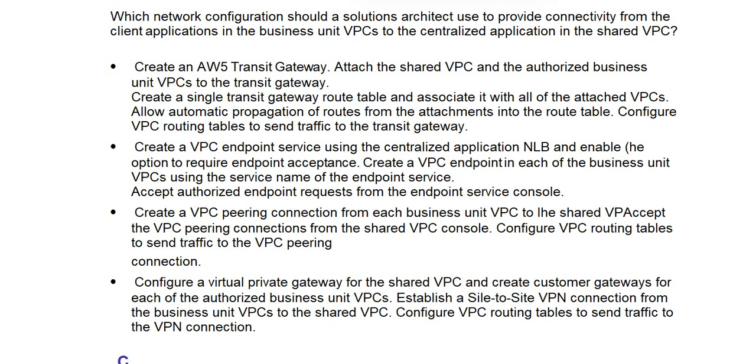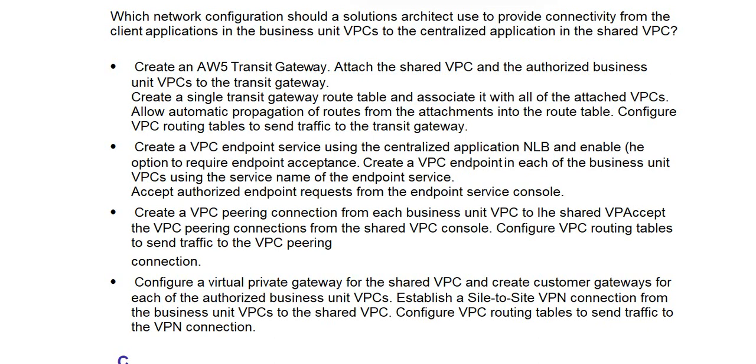Option C. Create a VPC peering connection from each business unit VPC to the shared VPC. Accept the VPC peering connections from the shared VPC console. Configure VPC routing tables to send traffic to the VPC peering connection.